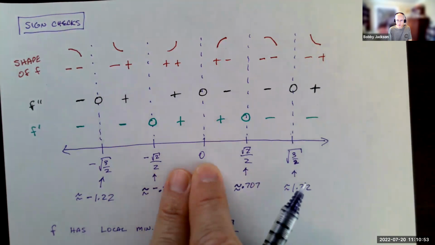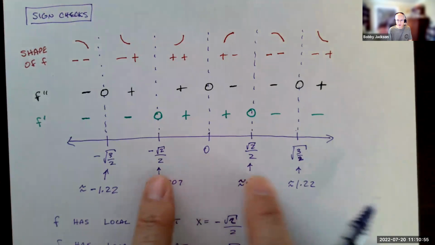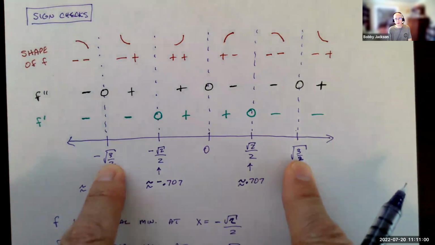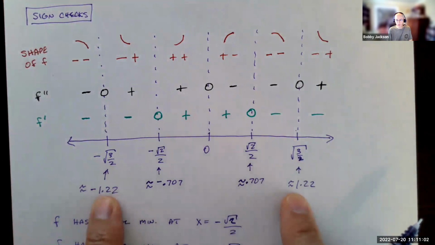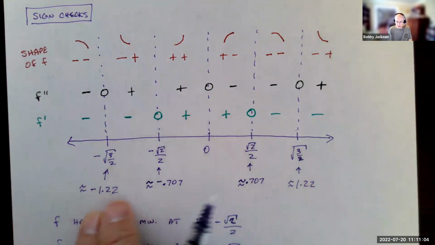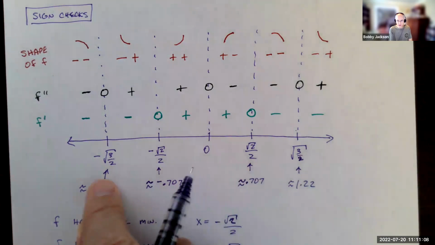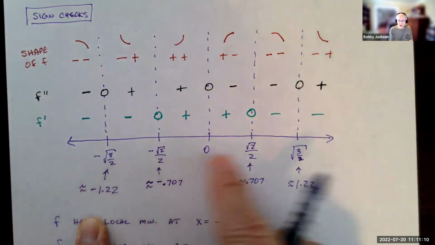Of course, 0 was one of the values where the second derivative was 0, and then plus or minus the square root of 3 halves also was where the second derivative was 0, and that's about 1.22 there. So you can kind of see how to place these in the correct order. You want to list them correctly from smallest to largest.